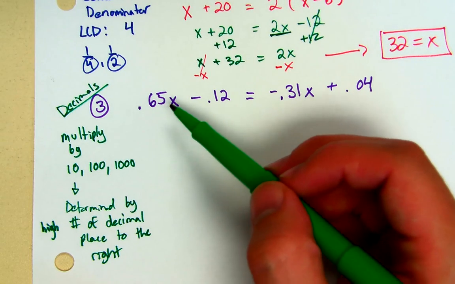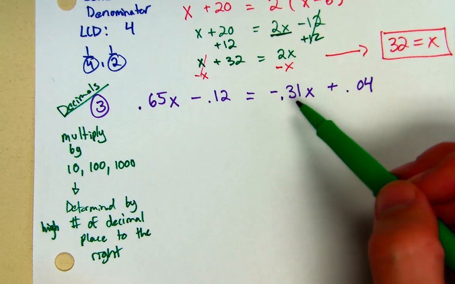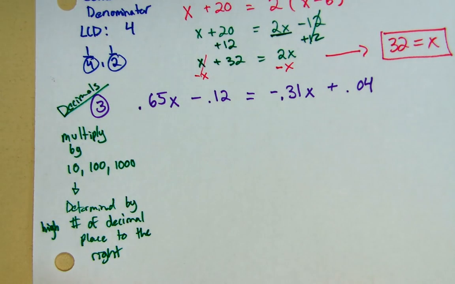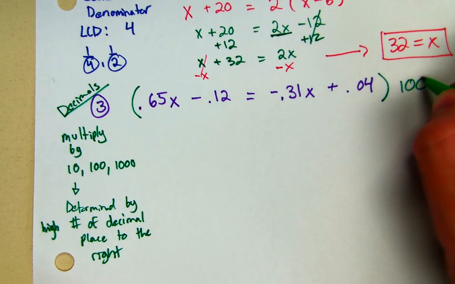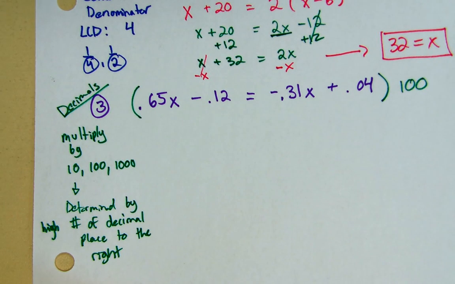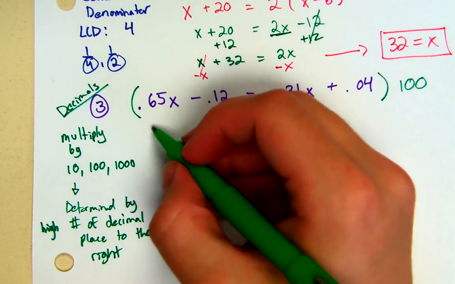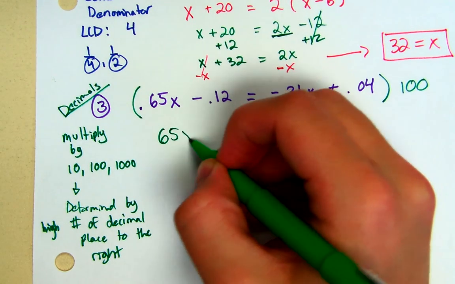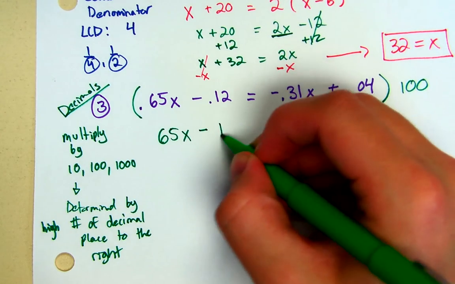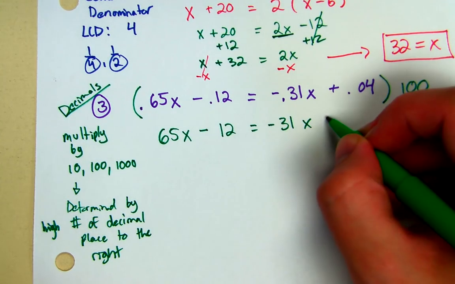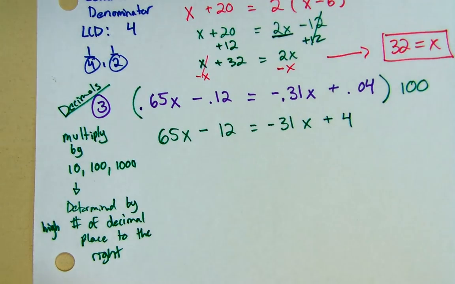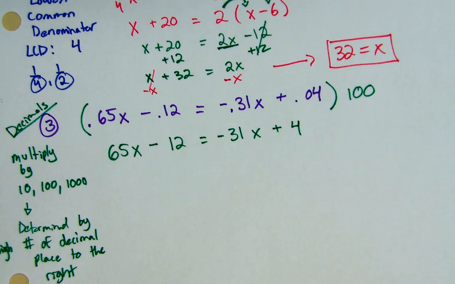So here I have 1, 2. Here I have 1, 2, 1, 2, 1, 2. So I know that the highest I have is 2, which means I need to multiply this equation by 100 to get rid of the decimals. By doing that, I end up getting here, I have 65x minus 12 equals negative 31x, and I have plus 4. And now it's just an easy equation that we had before.